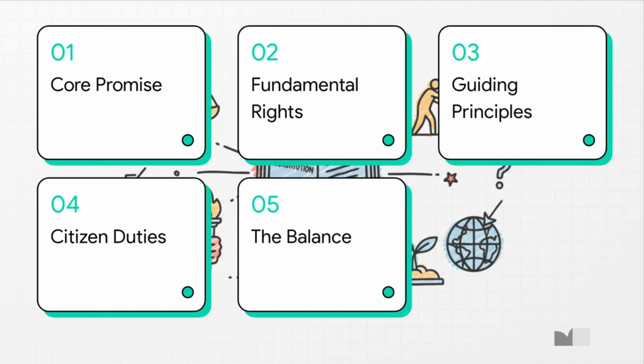Okay, so here's our game plan for today. We'll kick things off with the Constitution's core promise. Then we'll break down the key parts of this contract: your fundamental rights, the state's guiding principles, and of course, your duties as a citizen. And finally, we'll see how it all fits together.